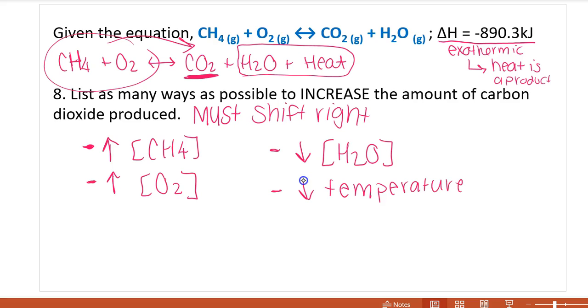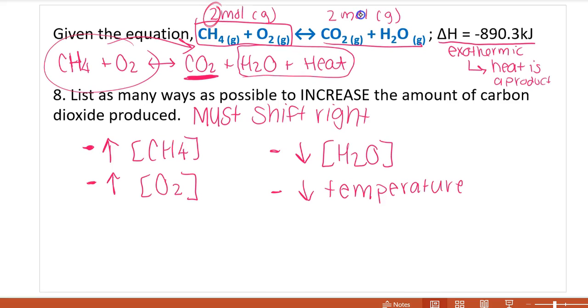Pressure is not an option because I have 2 moles of gas on the left and I have 2 moles of gas on the right. So if we were to increase the pressure, decrease the volume, we have less space, it's going to shift to the side with less moles of gas. Well, I have an equal number of moles of gas on each side of the arrow. So pressure is not an option.